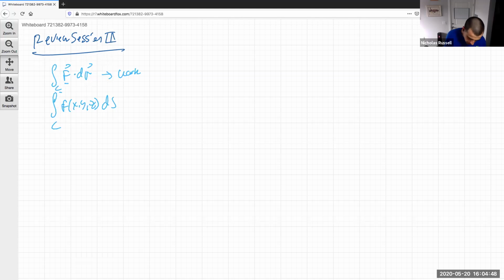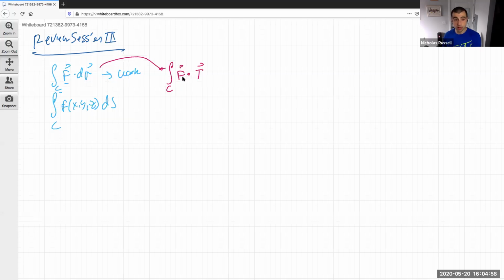And what is this really saying? I want to point out, what does this dot dr really mean? This dot dr is really saying it's the force vector field dotted with the tangent vector, actually ds, like this. Sorry, lowercase s here. So this is actually the force field dotted with the tangent vector of my curve, specifically.